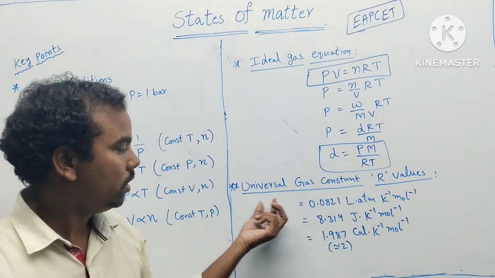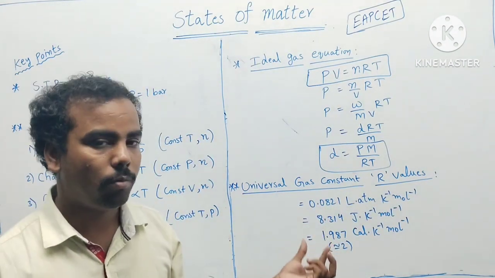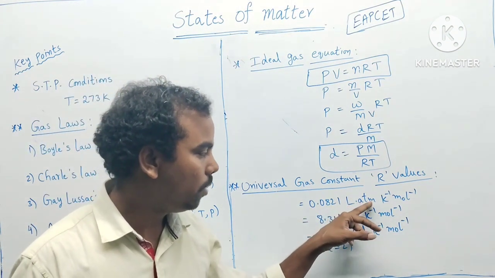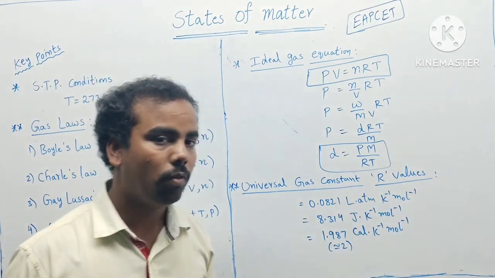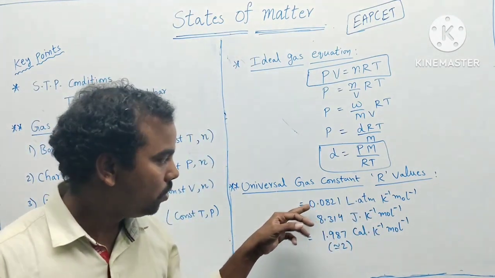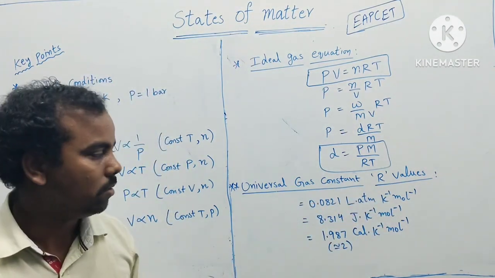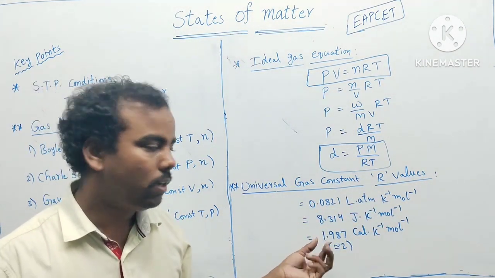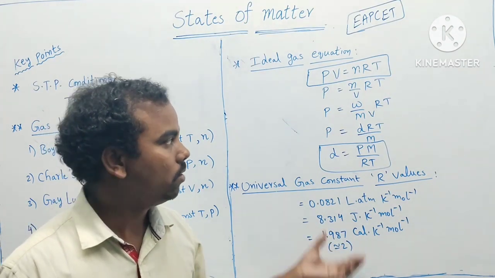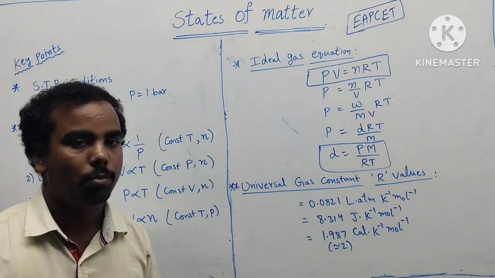Next one, universal gas constant R values. By using these values, we solve different problems. R is 0.0821 liter atmospheres Kelvin inverse mole inverse. If the volume is given in liters and pressure is given in atmospheres, use R value 0.0821 liter atmosphere Kelvin inverse mole inverse. If joule, Kelvin inverse mole inverse, 8.314. If calories are given, 1.987. So by using these formulas, we will discuss some problems.